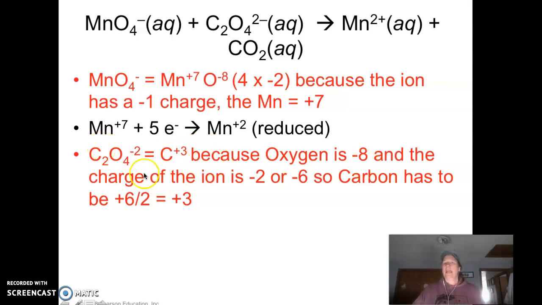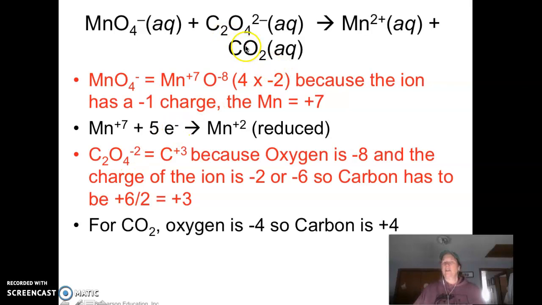Okay, so again, I'm using oxygen. I have 4 oxygen, and I know oxygen's -2. So there's -8 for oxygen, and then this -2 is the overall charge, so I knock off 2. So this side is -6, this side has to be +6. And there's 2 carbons, so 6 divided by 2. So I know the charge of carbon is +3.